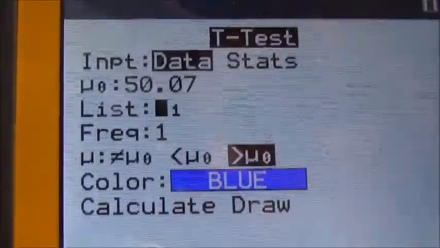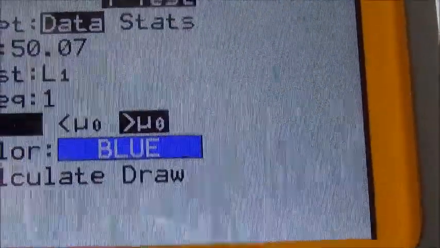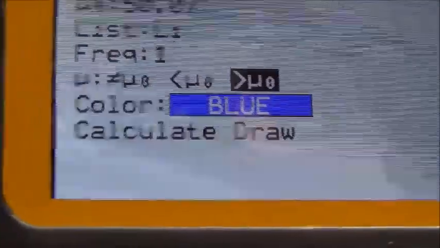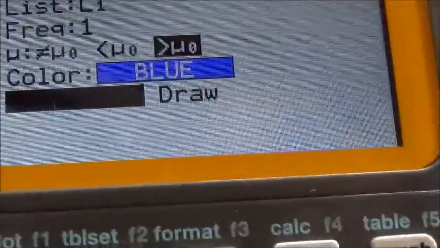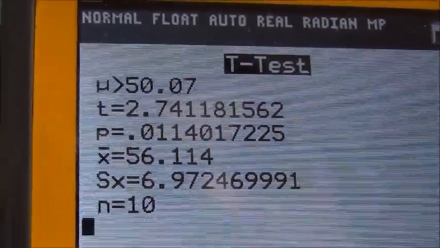My list I'm using is list 1, frequency going to stay 1, and then I want to highlight the one I'm doing. I want to see if the average bill has increased, and so I want the greater than highlighted, and then I'm going to calculate. So when I hit calculate there, it's going to give me my values.